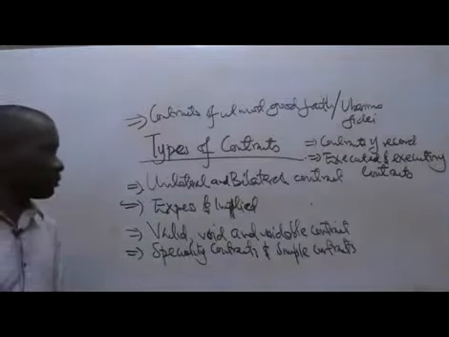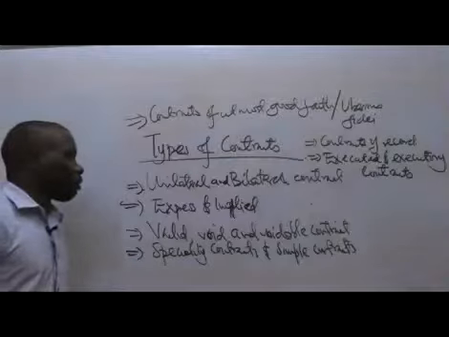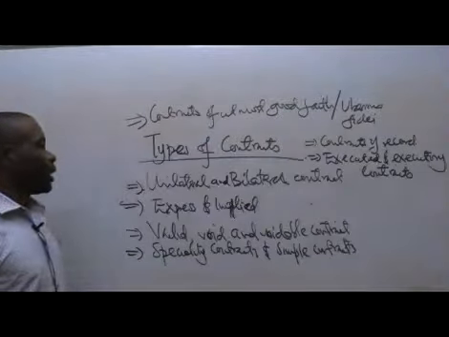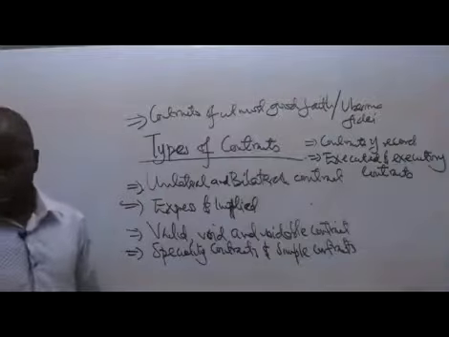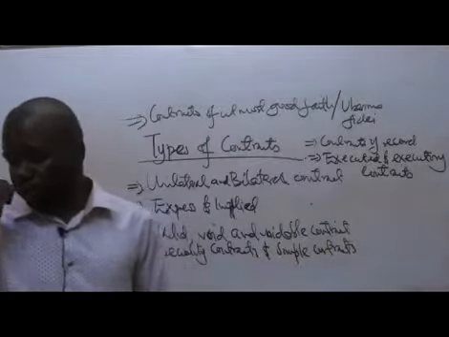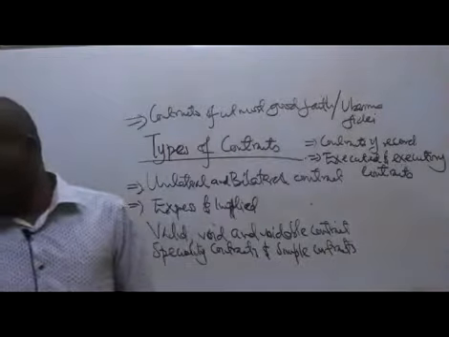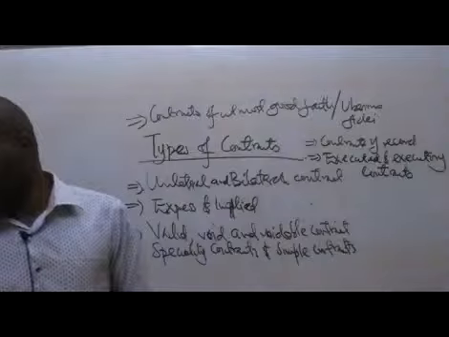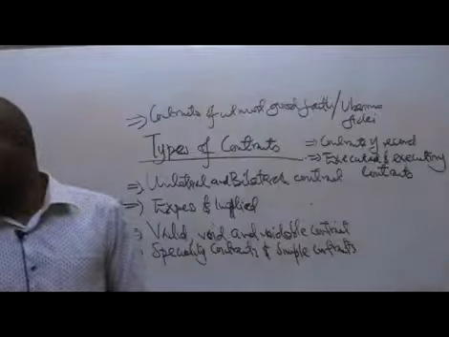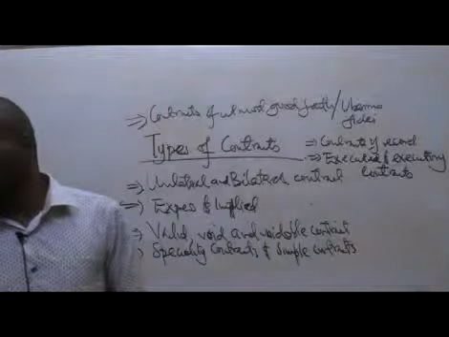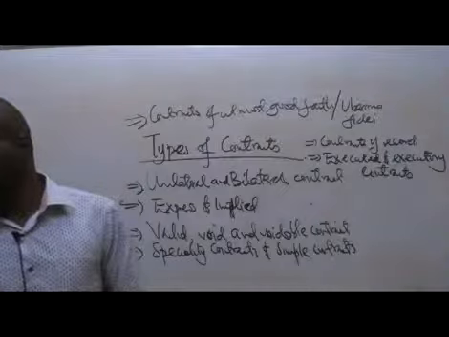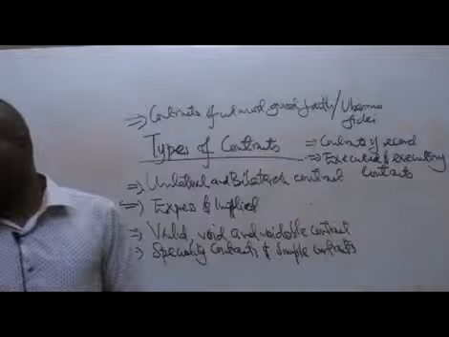Then we have unilateral and bilateral contracts. Just from the word bilateral, it simply means two. Unilateral simply means one. So that's why they are related or correlated.